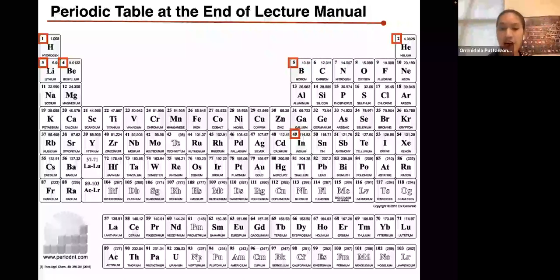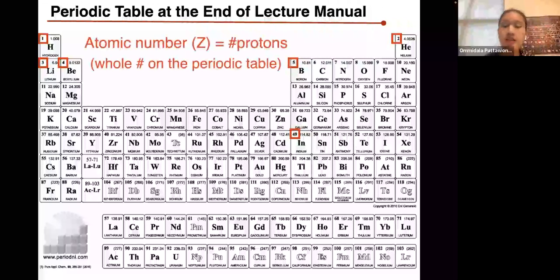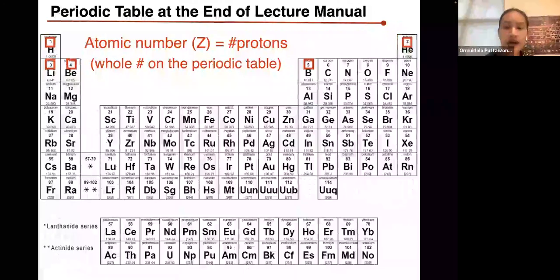So boron contains 5 protons, and so on. There are several formats of the periodic table. Just know that the atomic number is always going to be the whole number on a periodic table. It doesn't matter what format you see. It's always going to be the whole number.